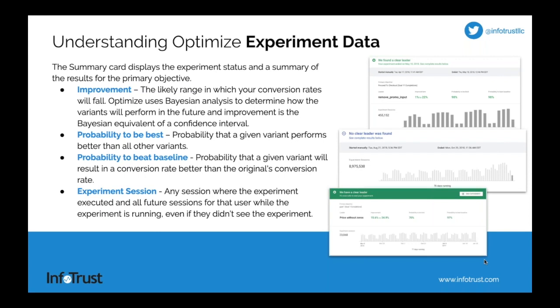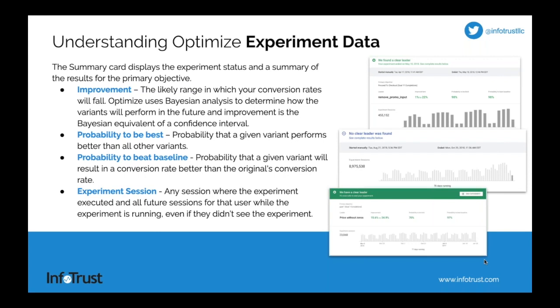Probability to be best is the probability that a given variant performs better than all other variants. So if you have more than one variant, this will give you the probability that any one of those variants will be better than the other variants and the original. Probability to beat baseline is the probability that any of the variants that you may have set up will result in a conversion rate better than the original conversion rate. And again, from the summary card, we're just talking mostly about the primary objective for the test.